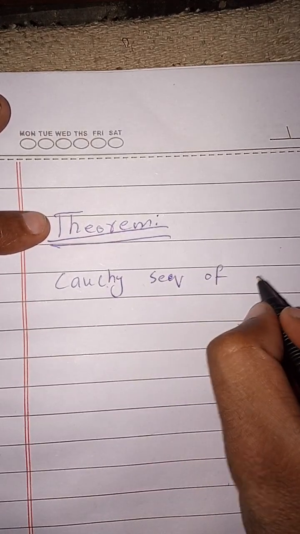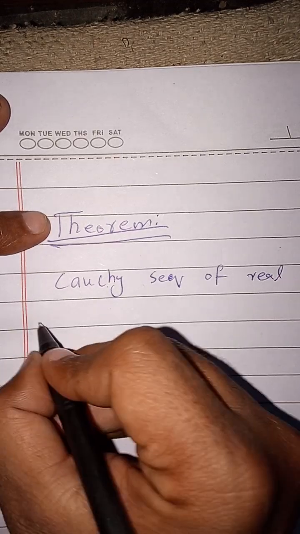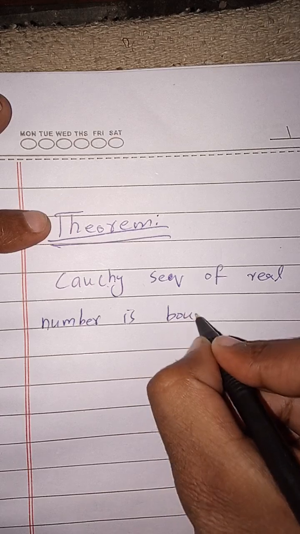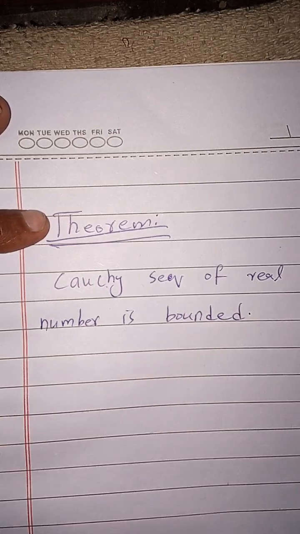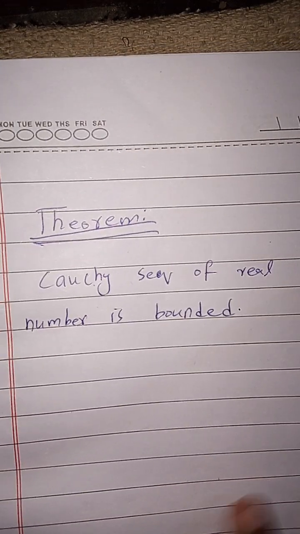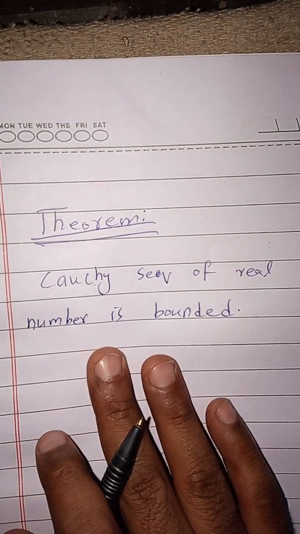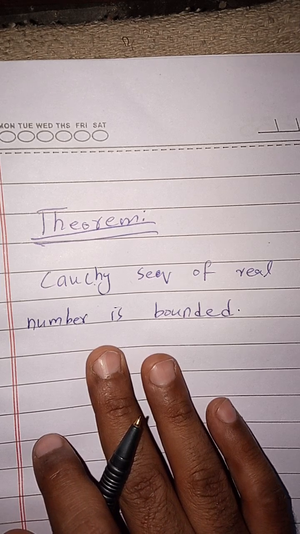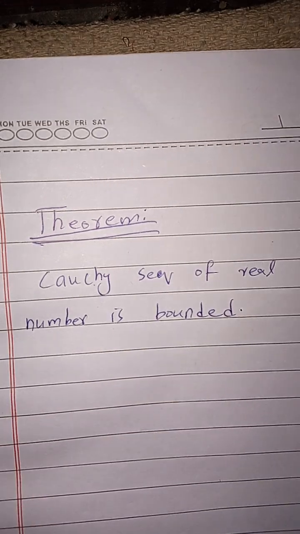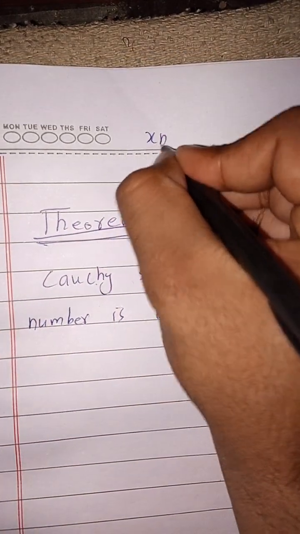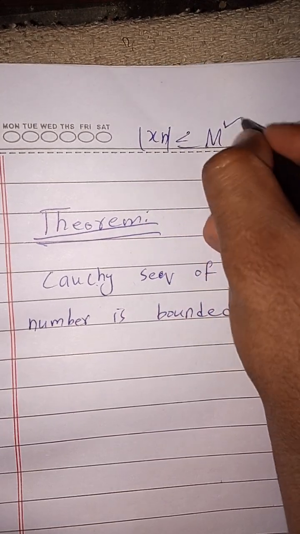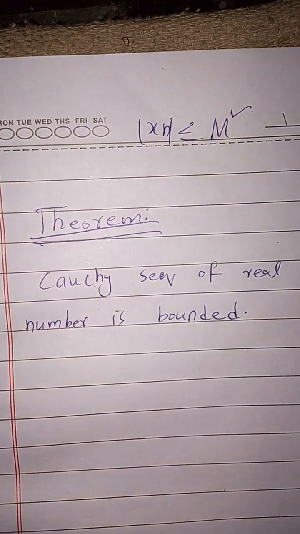Sequence of real numbers is bounded. To show bounded, we have to show that it has a lower bound, an upper bound, a supremum, and an infimum. And to show that, for example, if we want to show that xn is bounded, then we have to show that xn is less than or equal to some number.